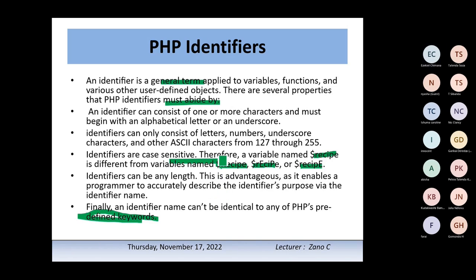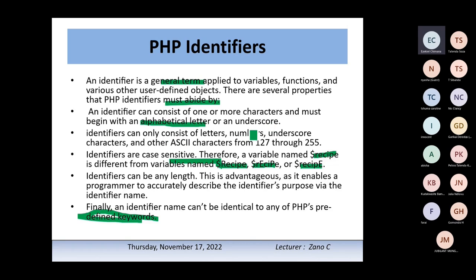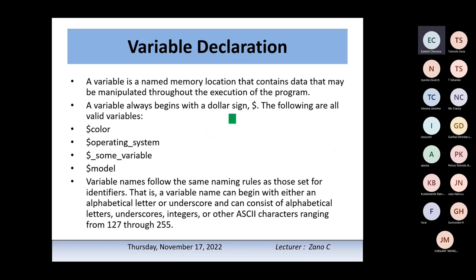Also note that your variable will always have this dollar sign. Okay, but as an identifier, we say that it can consist of any more characters and it must begin with an alphabetical letter. But for variables, it starts with this dollar. But for functions, it must start with any alphabetical letter. Sorry.